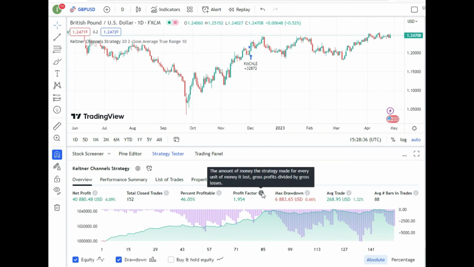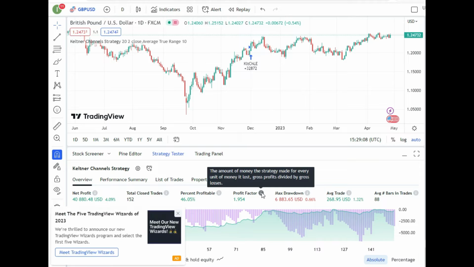Here you can read that it is the amount of money the strategy made for every unit of money it lost: gross profits divided by gross losses. So profit factor is an excellent tool to evaluate your strategy, because this is the most important thing. Everybody knows how to change the size of the trade. It's not magic. Everybody knows how to risk more or less, but profit factor is an excellent tool to evaluate strategies. So you see this strategy is profitable.